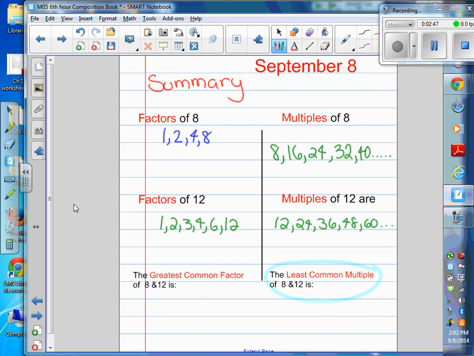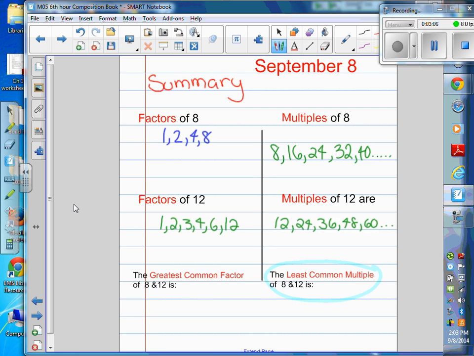So raise your hand if you understand the difference between factors and multiples. I think you do. Okay. A little bit. Thanos, you want to ask a question? No. Sure? Okay. So the thing that we're going to focus on today are just the multiples.